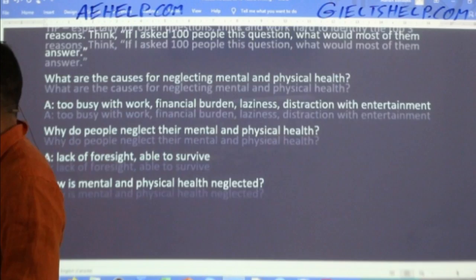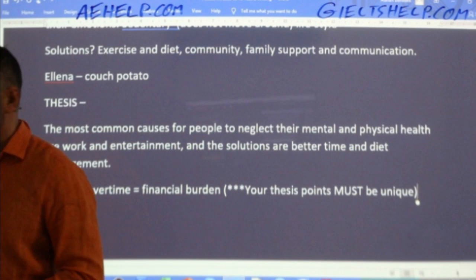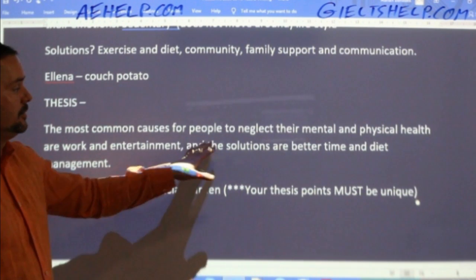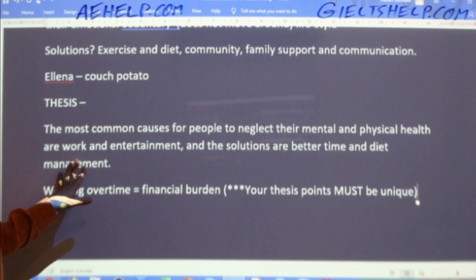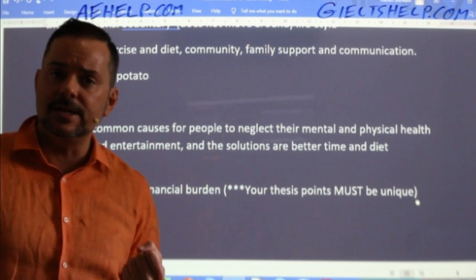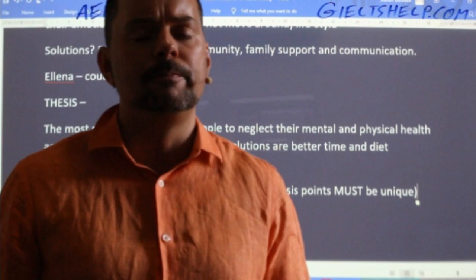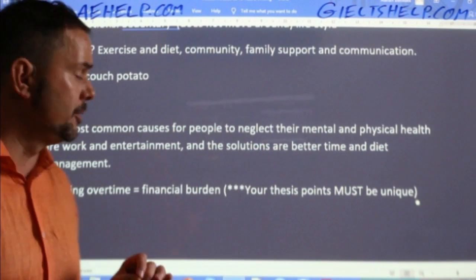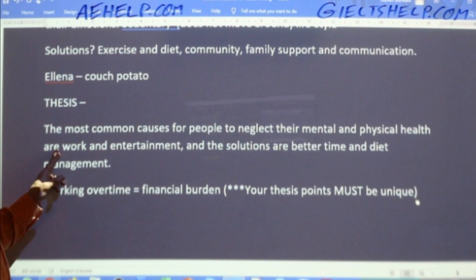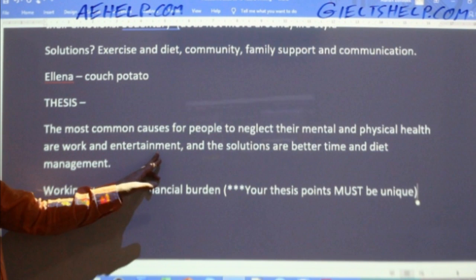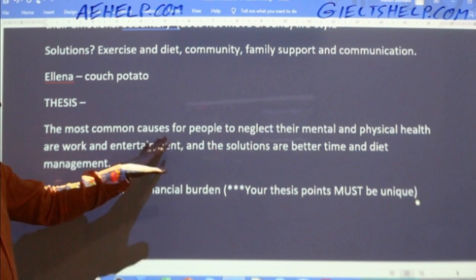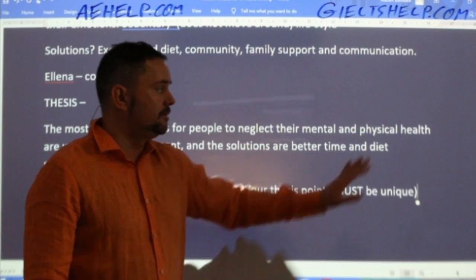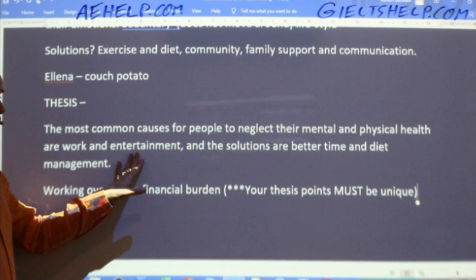Excellent. All right. So here is my thesis statement. The most common causes for people to neglect their mental and physical health are work and entertainment. I just kept it really simple. So sometimes students in your thesis, you don't have to qualify or define the points in great detail. So you don't have to write are too much work and too much entertainment, people being lazy. You can just simply say are work and entertainment. So the most common causes for people to neglect their mental and physical health are work and entertainment.